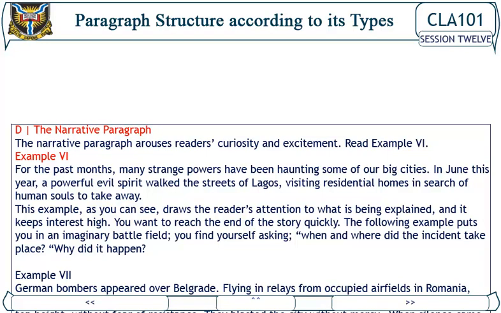The following example puts you in an imaginary battlefield. You find yourself asking, when and where did the incident take place? Why did it happen? Example 7. German bombers appeared over Belgrade, flying in relays from occupied airfields in Romania. They delivered a methodical attack lasting for 3 hours on the Yugoslav capital from rooftop height without fear of resistance. They blasted the city without mercy.